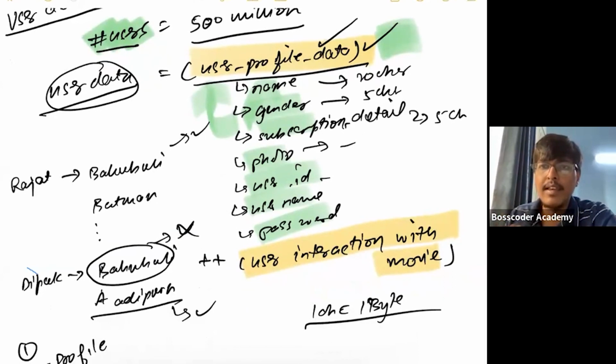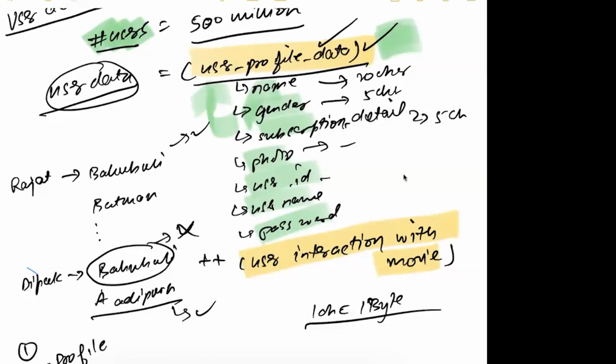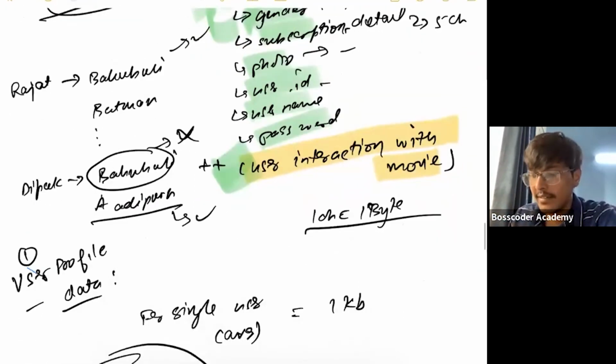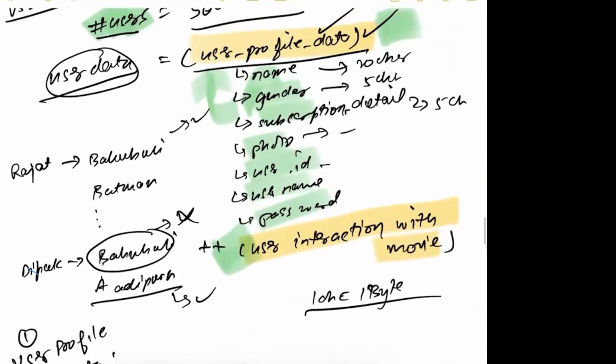For example, let's say Saurav, you watched Bahubali. So you have an interaction with Bahubali, right? You might have liked it. You might have done something else, right? User interaction with movie. So any user data consists of two parts: user profile data and user interaction. Is this clear? Yes, sir.